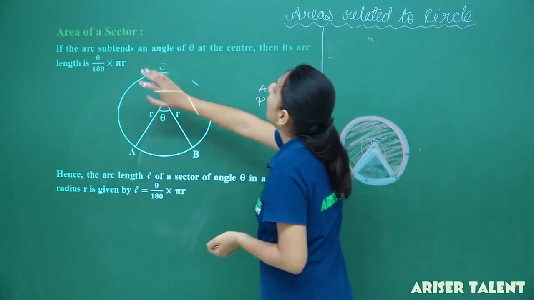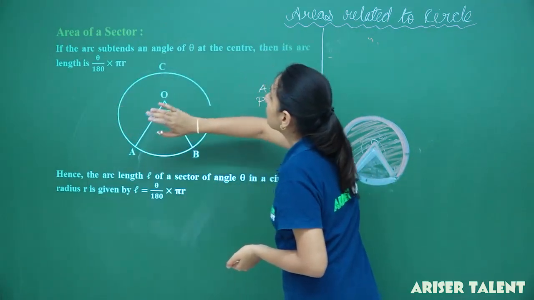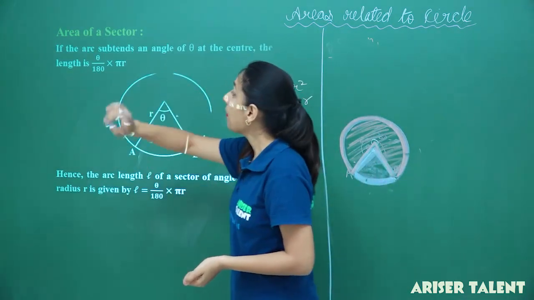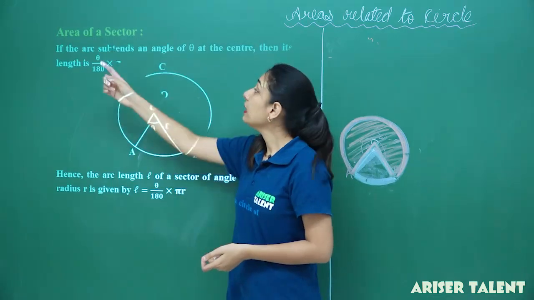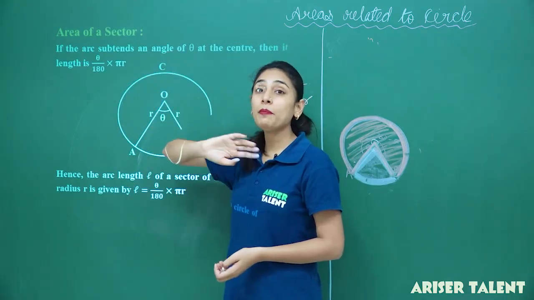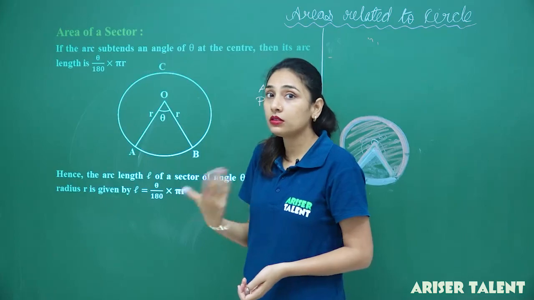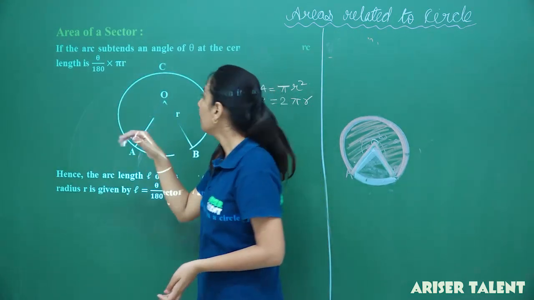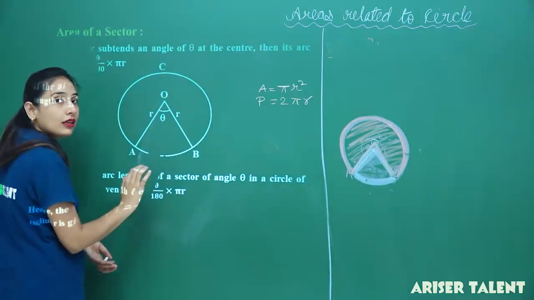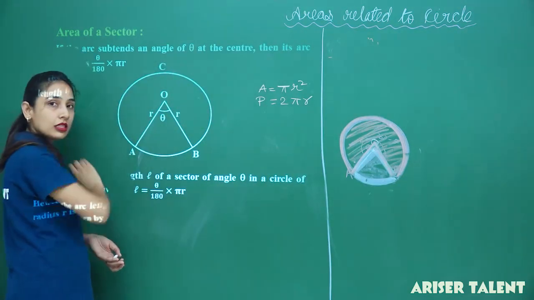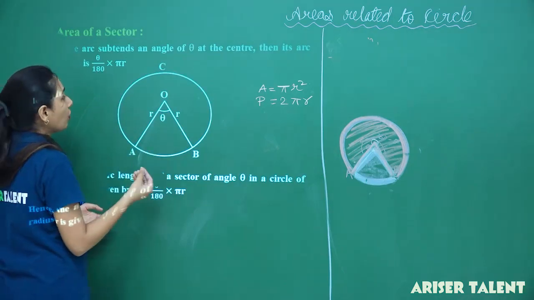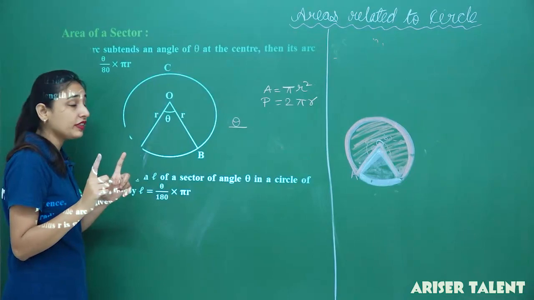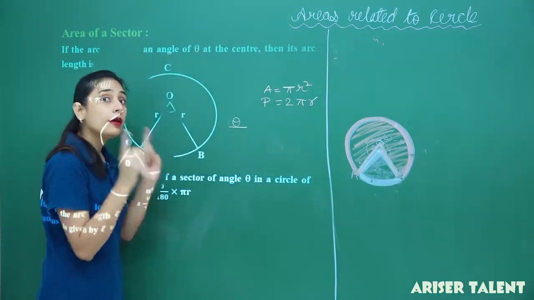If the arc subtends an angle theta at the center, then its arc length is theta by 180 multiplied by pi r. How does this expression come about? We have the complete 360 degrees and we are talking about only this theta. Students, I am talking about perimeter, don't confuse it with area.